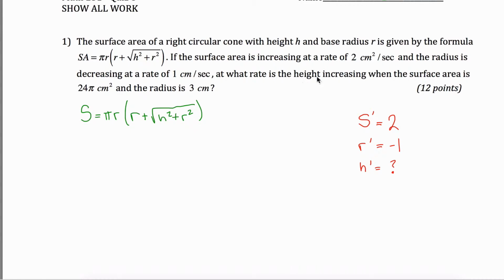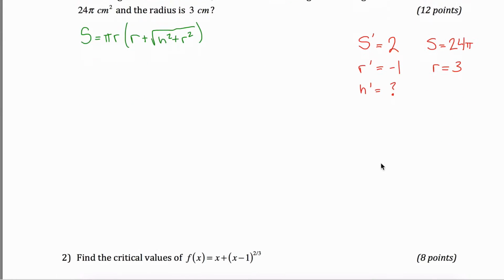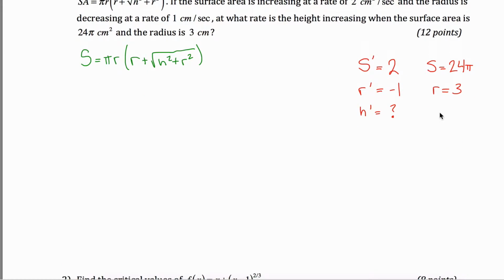I was told that the surface area is equal to 24 pi centimeters squared, and the radius is equal to 3. You might notice that h was not given to you. That's okay, you can solve for h. Actually, you have a couple of options. Option 1 is to solve this equation for h and take the derivative of both sides of that equation.